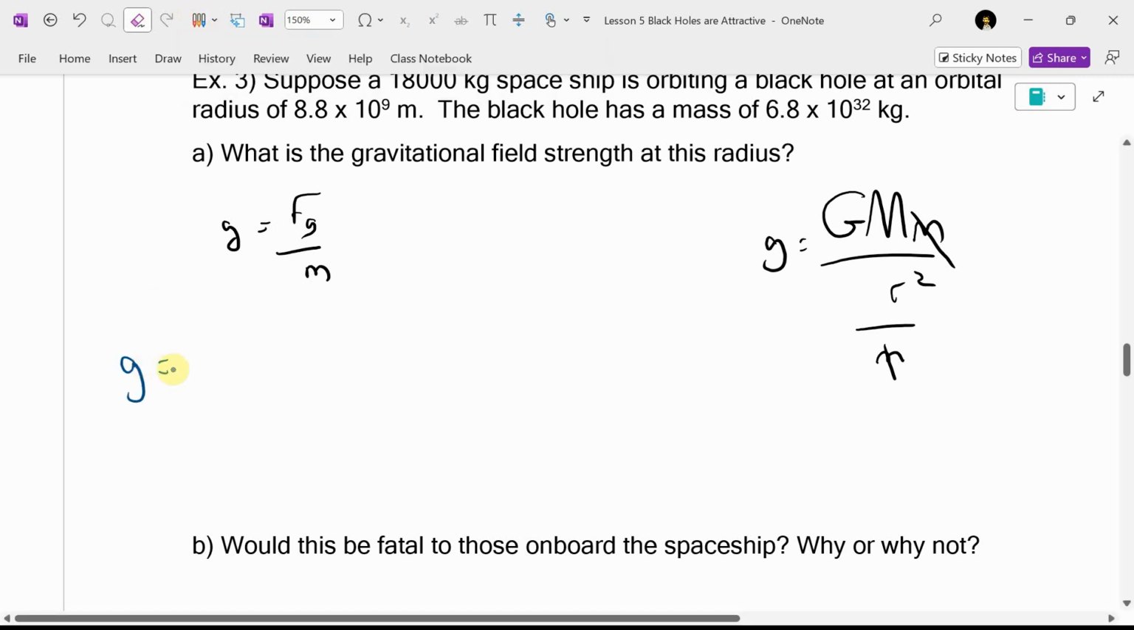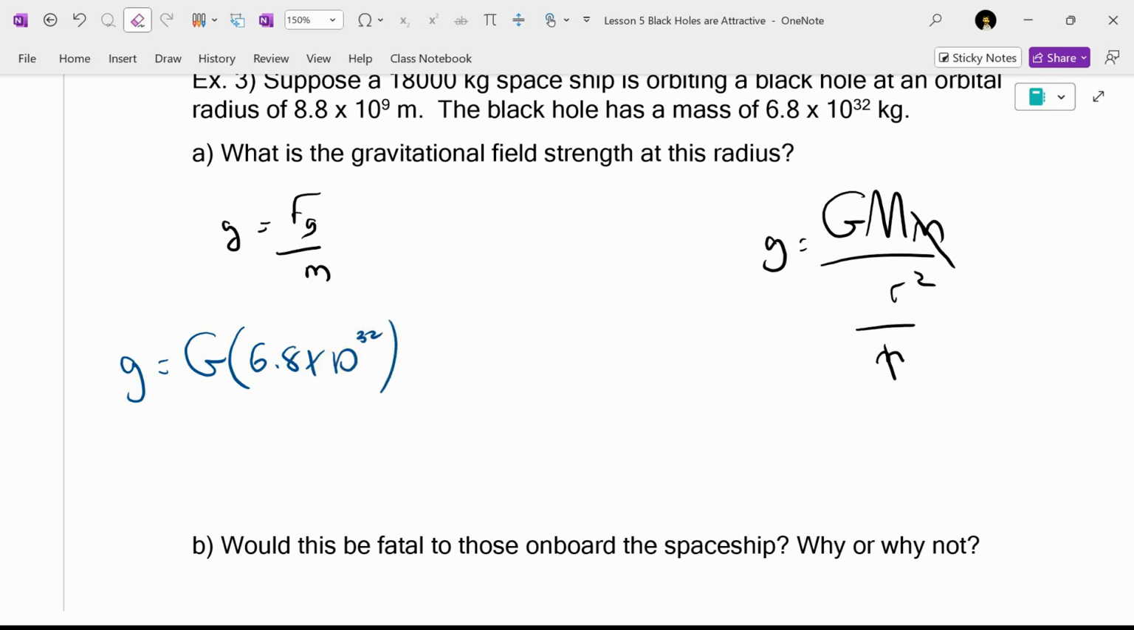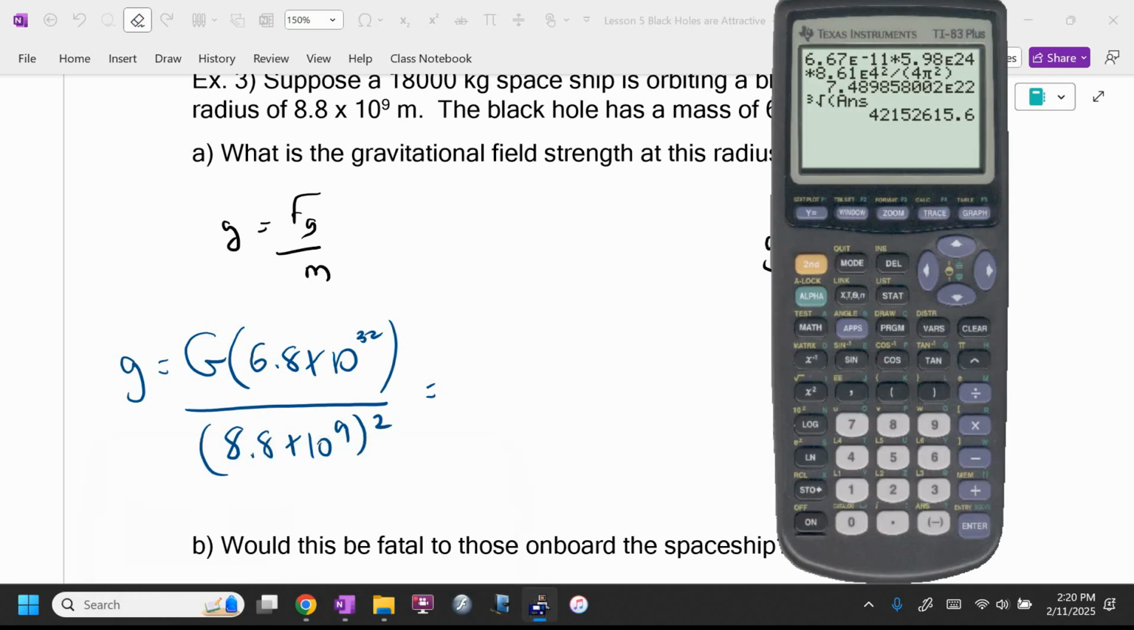So it's going to be big G times the mass, which is 6.8 times 10 to the 32, over r squared, 8.8 times 10 to the 9th. Don't forget the squared. What's the gravitational field strength at this location? I got a typo there. 6.8 times 10 to the 32 divided by 8.8, scientific notation button, 9 squared.